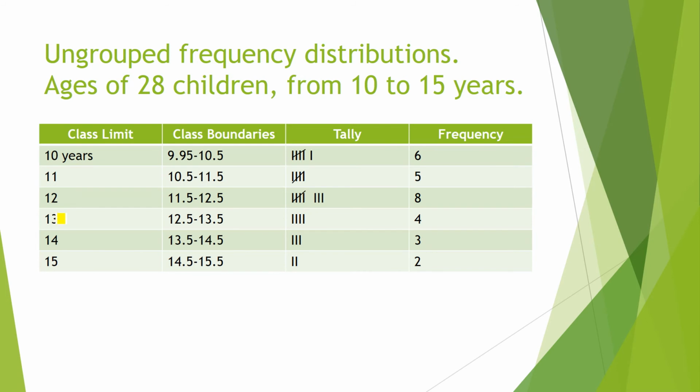There are only 1, 2, 3, 4, 5, 6 values. There are only the ages of 28 children who belong to 10 to 15 years. So these are the class boundaries. You have to subtract 0.5 here, add 0.5, subtract 0.5, this is the boundary, this is the tally sheet, and this is the frequency. So on the basis of this table, we may say that there are 8 children who are 12 years of age, and there are 6 who are 10 years of age, and so on. Right, so this is an ungrouped frequency distribution.